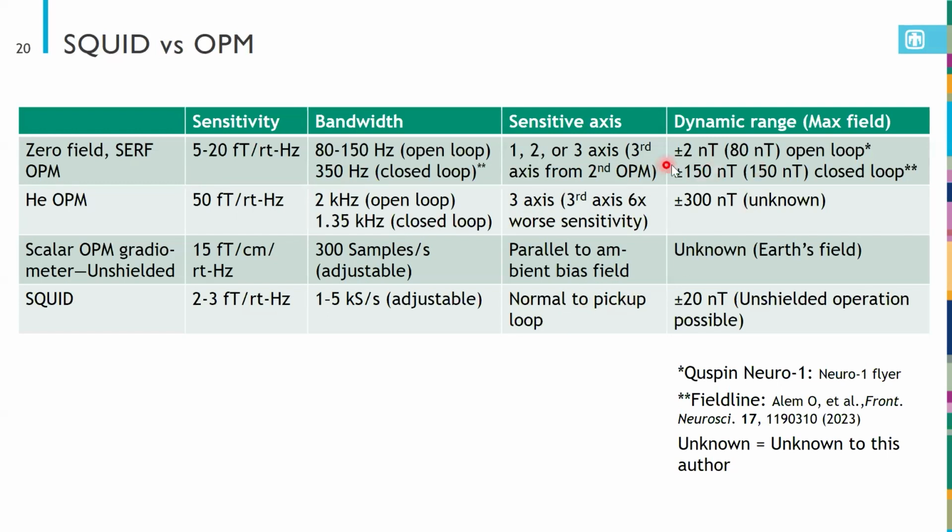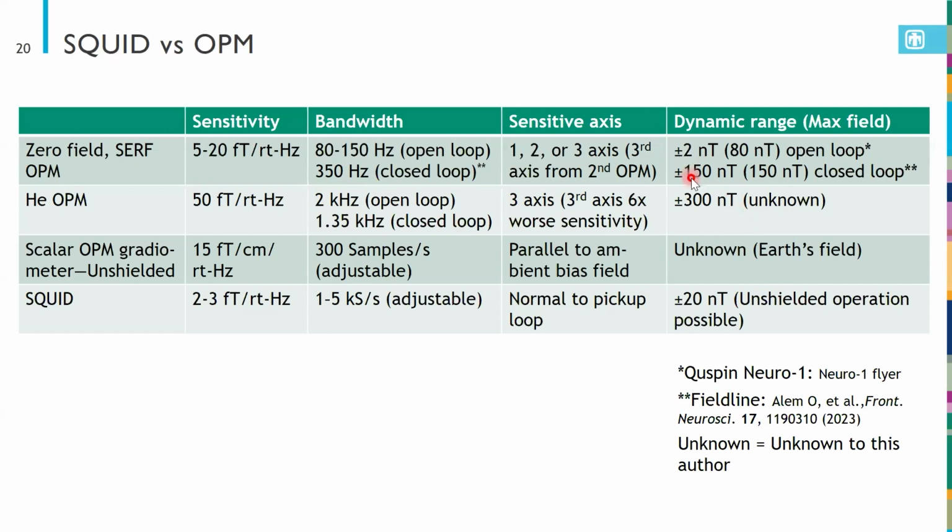And then another aspect of these surf OPMs: the atoms themselves have to be kept very close to zero magnetic field. So you've got to figure out a way to make that happen. One is to make sure that the whole ambient field is very close to zero, say less than 2 nanotesla.